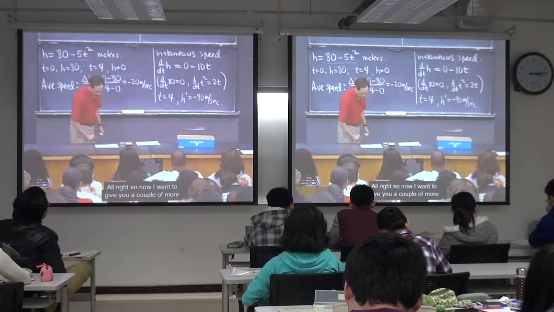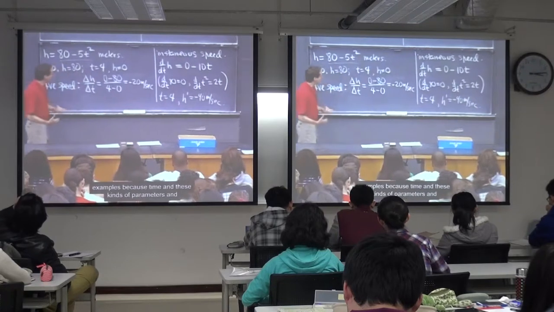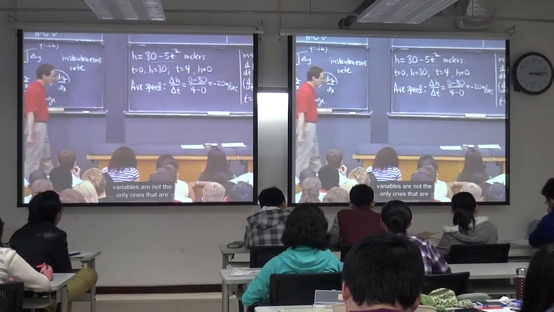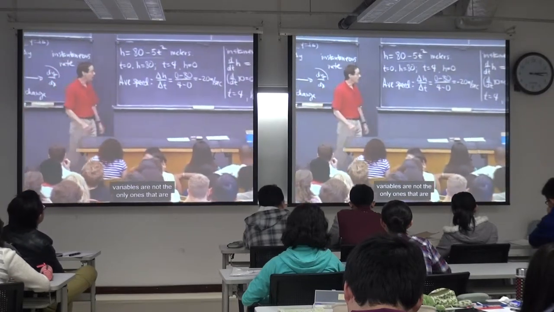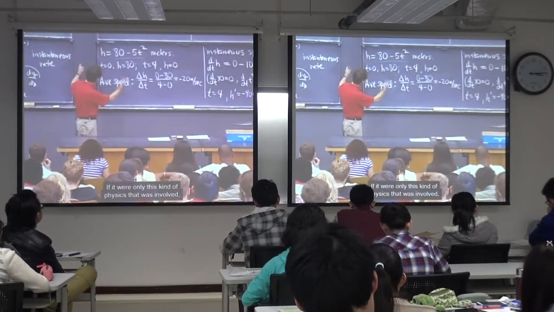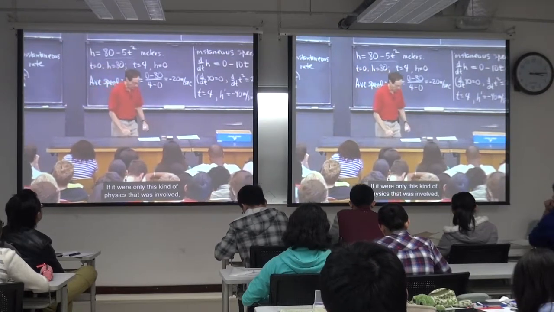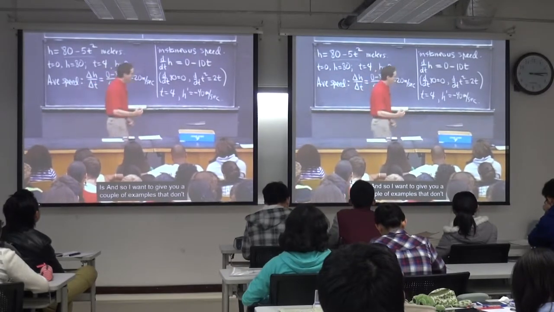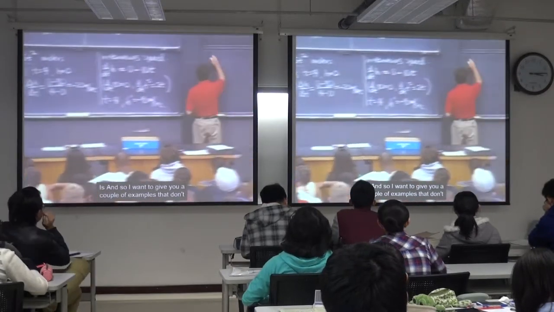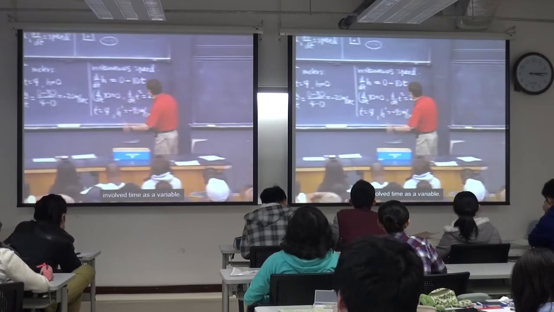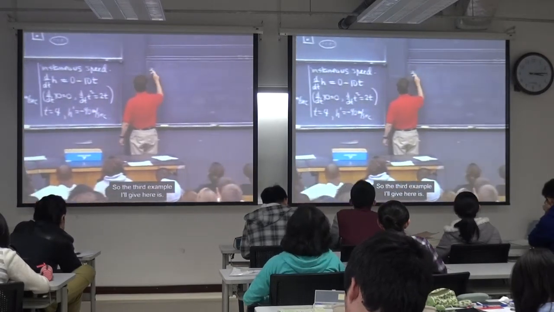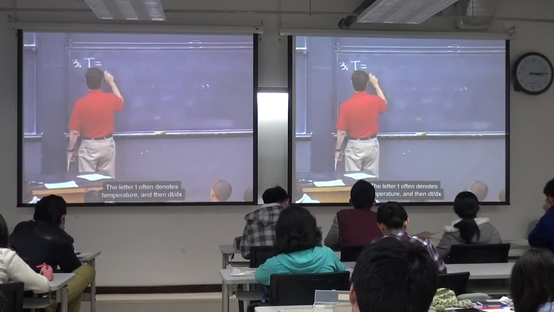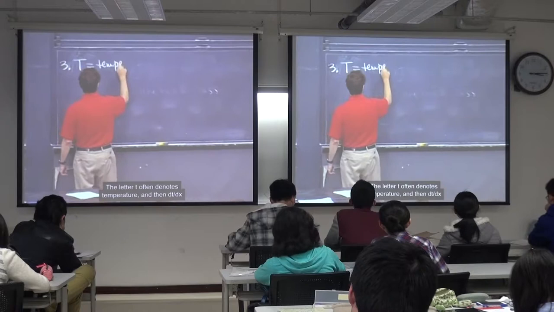All right, so now I want to give you a couple more examples, because time and these kinds of parameters and variables are not the only ones that are important for calculus. If it were only this kind of physics that was involved, then this would be a much more specialized subject than it is. And so I want to give you a couple of examples that don't involve time as a variable. So the third example I'll give here is the letter T, which often denotes temperature.